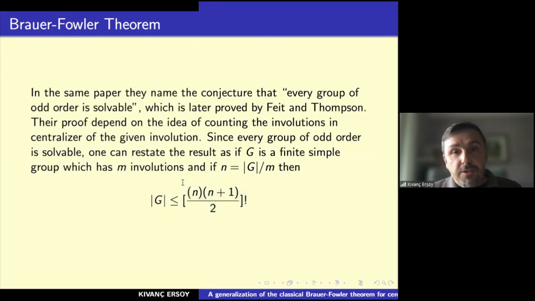So in this paper, actually, they also conjecture that later the Feit-Thompson theorem could have been proven, which is based on the idea of counting the involutions in the centralizer of a given involution. And now we can state this result as I said before: if the simple group has m involutions and n is the quotient of the order of G with m, then the order of G is bounded in terms of n.